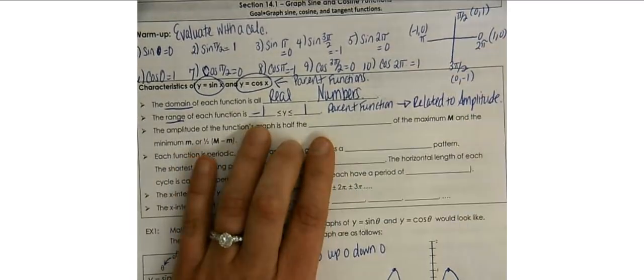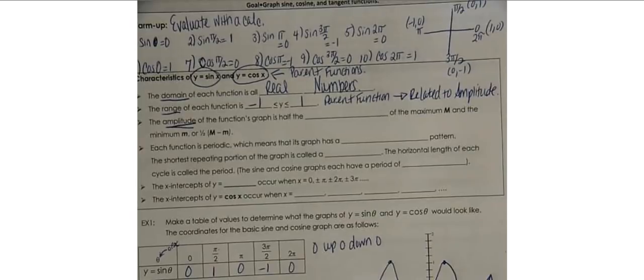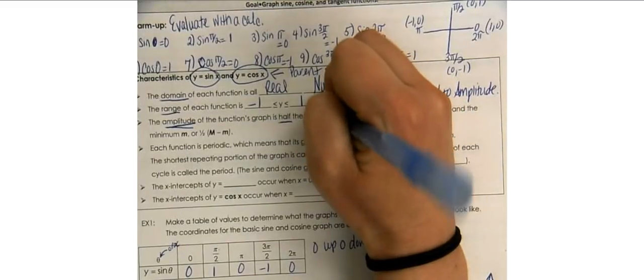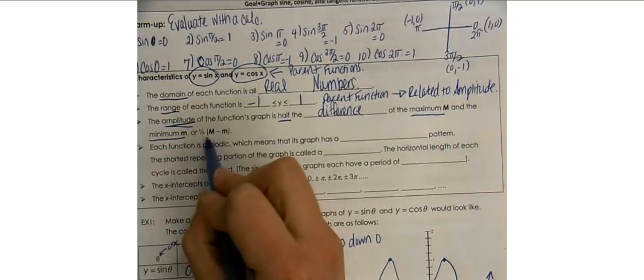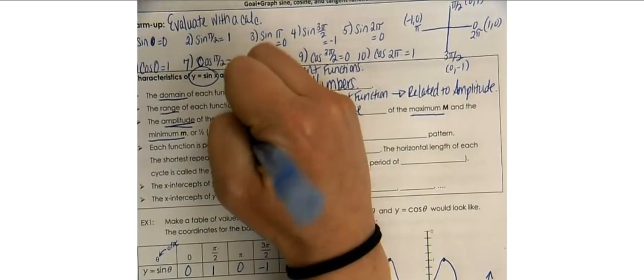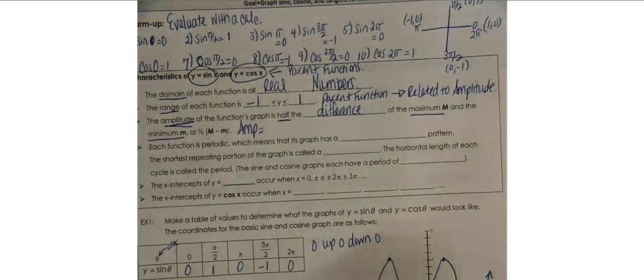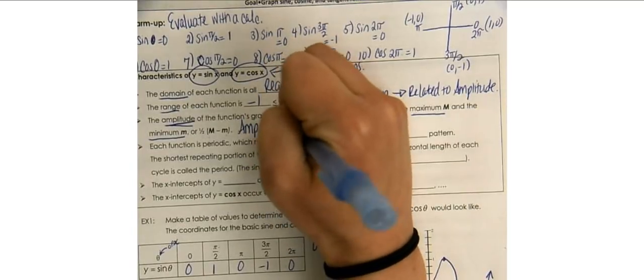So whatever your maximum value is, the amplitude of the graph, very fancy term, is half the difference of the maximum value capital M and the minimum value little m. Or in other words, it's 1/2 times capital M minus little m. Or in an easier format, the amplitude is equal to 1/2 times your max value minus your minimum value.